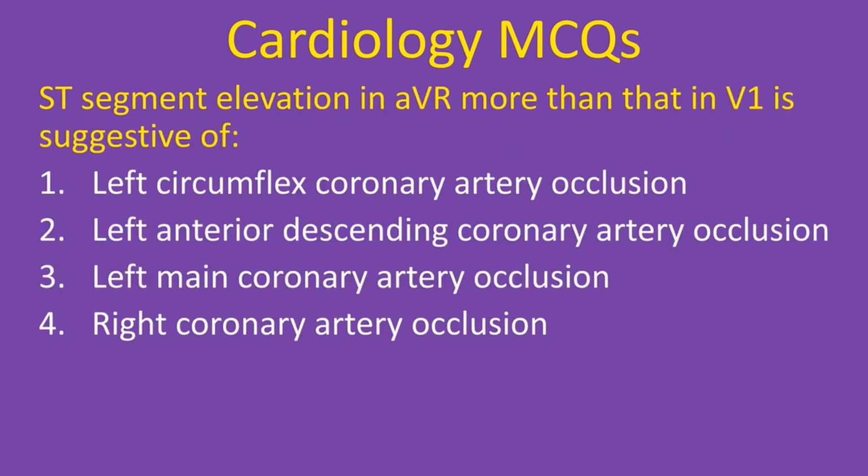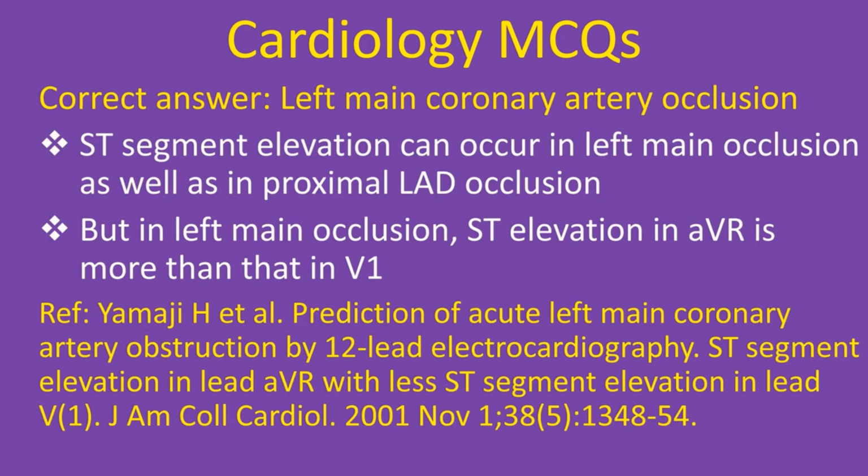ST segment elevation in aVR more than that in V1 is suggestive of: 1. Left circumflex coronary artery occlusion, 2. Left anterior descending coronary artery occlusion, 3. Left main coronary artery occlusion, 4. Right coronary artery occlusion. Correct answer: left main coronary artery occlusion.